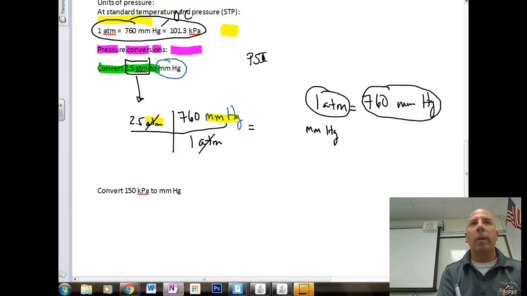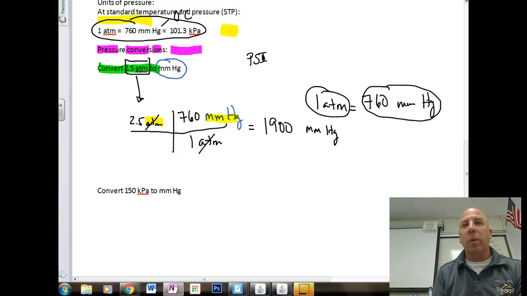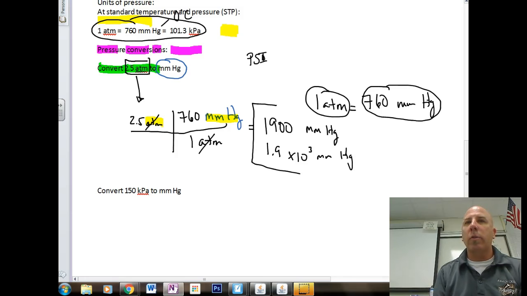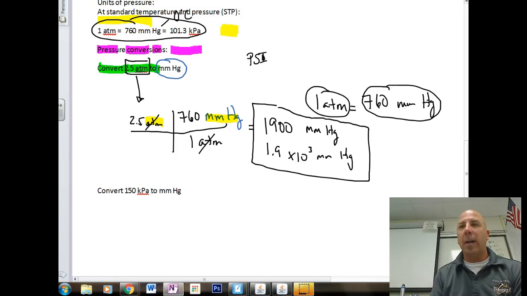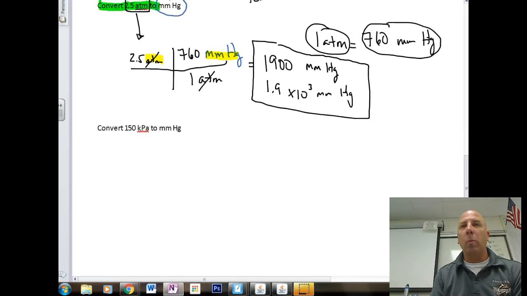So let's do that real quickly here. And I get an answer of 1900 millimeters of mercury, or we could also put that in scientific notation and call it 1.9 times 10 to the third millimeters of mercury. And so that would be our pressure conversion, and pressure conversions will be useful coming soon when we start dealing with gas laws. Let's take a look at one more.